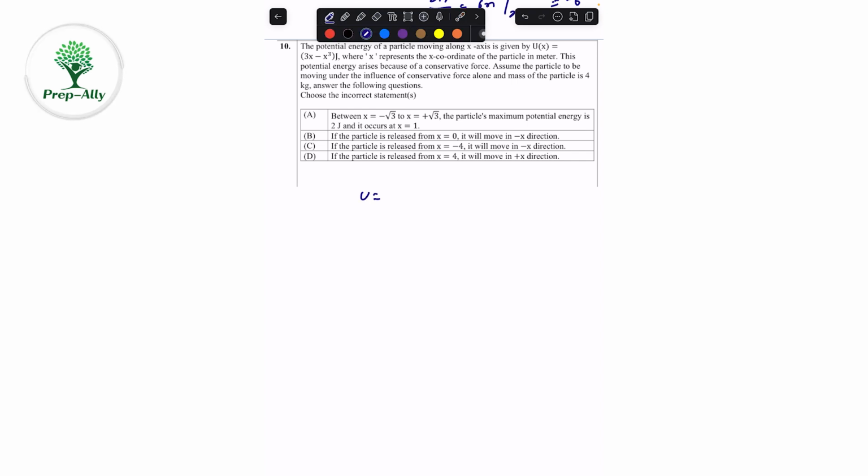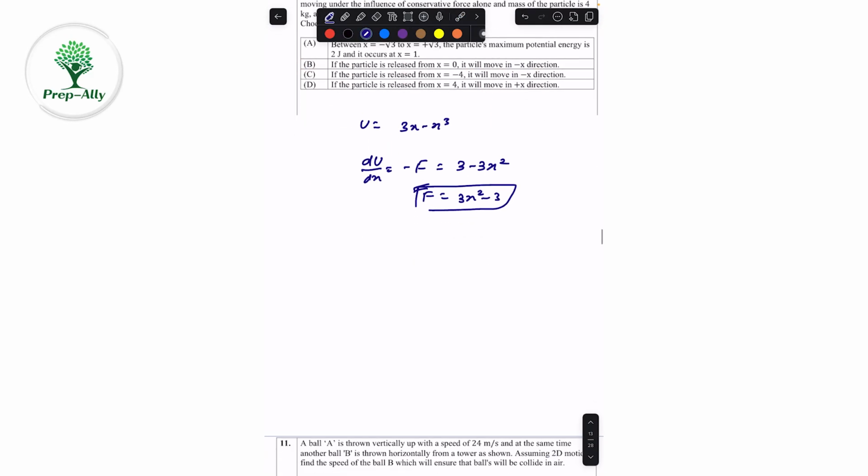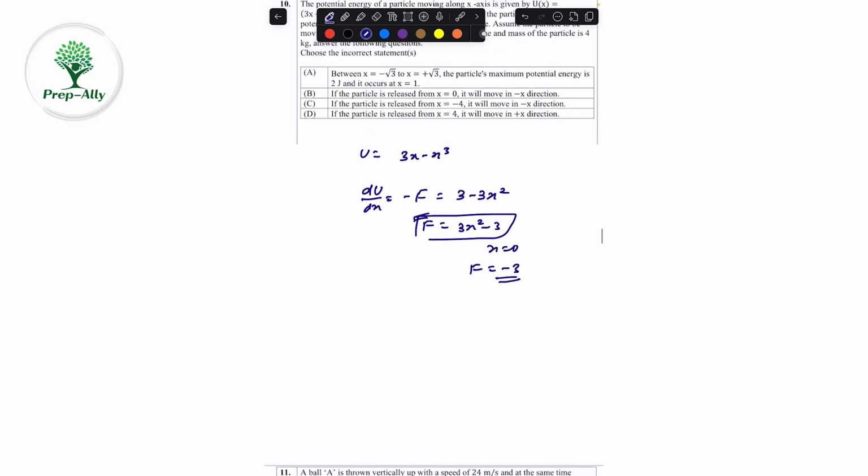We are given that potential energy is equal to 3x minus x cube. If I differentiate this, I'll get dU by dx, which is equal to minus of the conservative force, which is equal to 3 minus 3x square. From here F comes out to be 3x square minus 3. Okay, now let's go for the second statement. If the particle is released from 0, it will move toward minus x direction. So at x is equal to 0, force is equal to minus 3. That means negative force. That means it will go toward minus x direction.